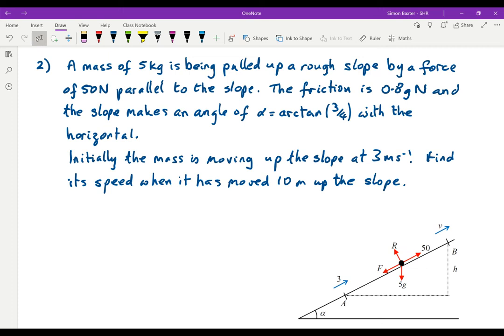A mass of 5 kilograms is being pulled up a rough slope by a force of 50 newtons parallel to the slope. The friction is 0.8g newtons, and the slope makes an angle of arctan 3/4 with the horizontal. Initially, the mass is moving up the slope at 3. Find its speed when it has moved 10 meters up the slope. So here's a diagram. All the forces are on the diagram, notice: reaction, gravity, force pulling, friction. So we need to sort out things carefully before rushing into the work-energy equation.